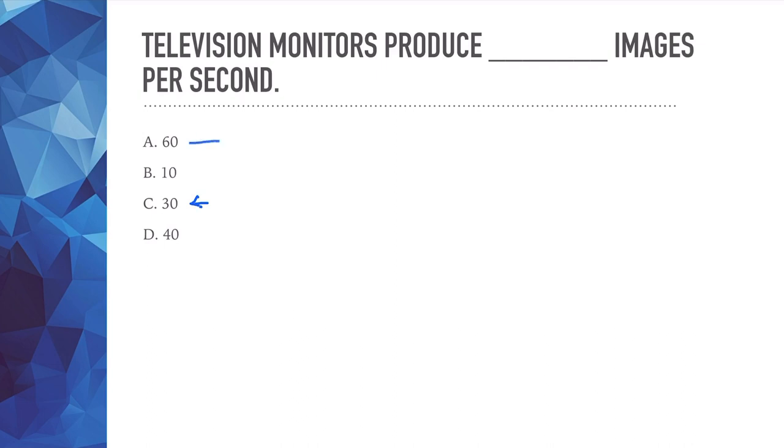They will throw in this 60 because it's creating 60 half frames, but then they splice them together and make 30 complete frames.